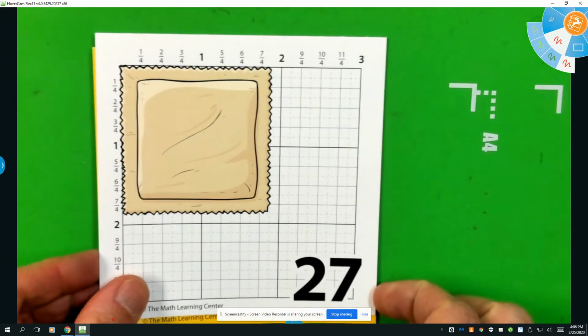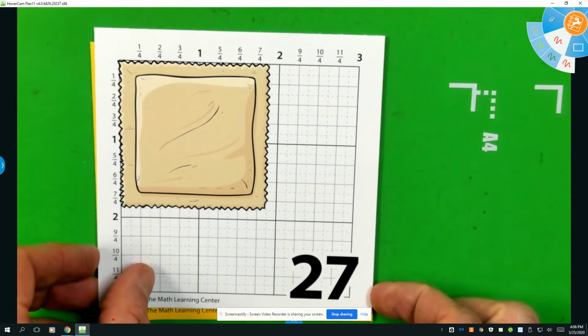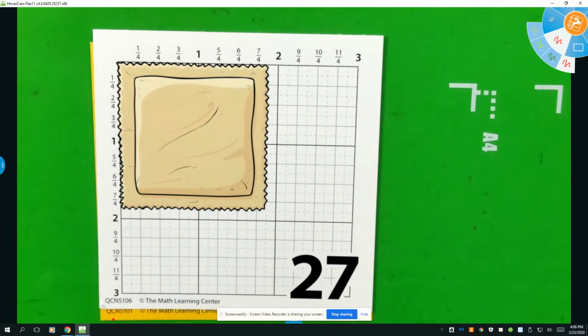So, we're going to start with area and perimeter today. So, let's just go ahead and get that area going.